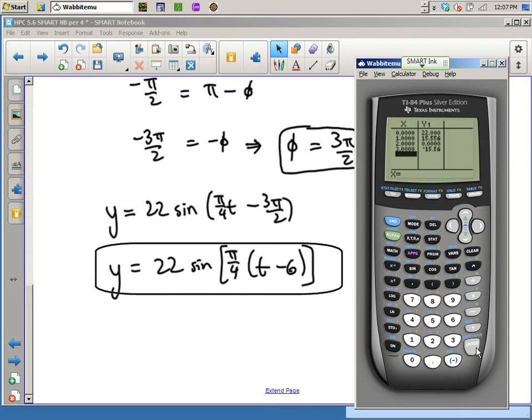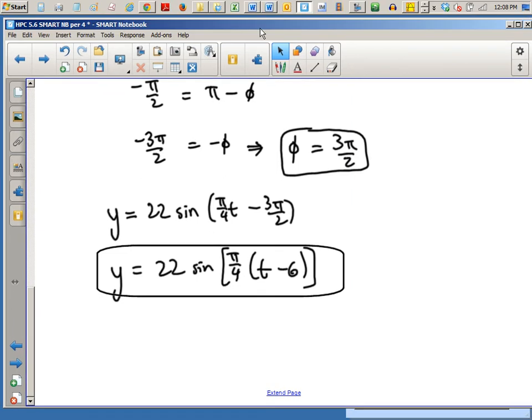You can just play around with that. Okay, that's kind of neat. That makes you really believe the model. Okay, but let's talk about time 11. So just type time 11. It says y equals -15.56. So let's go back to our picture.